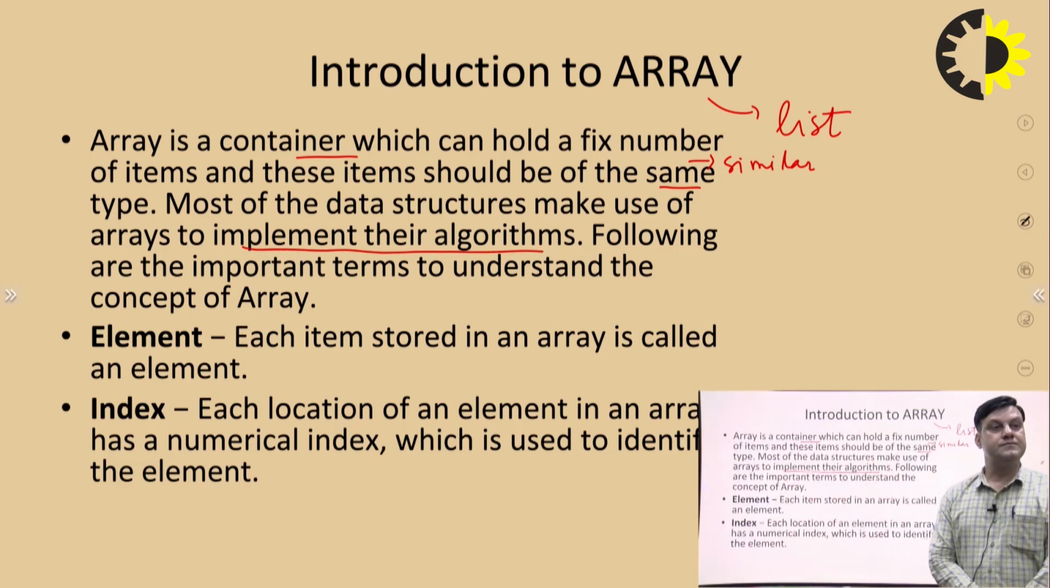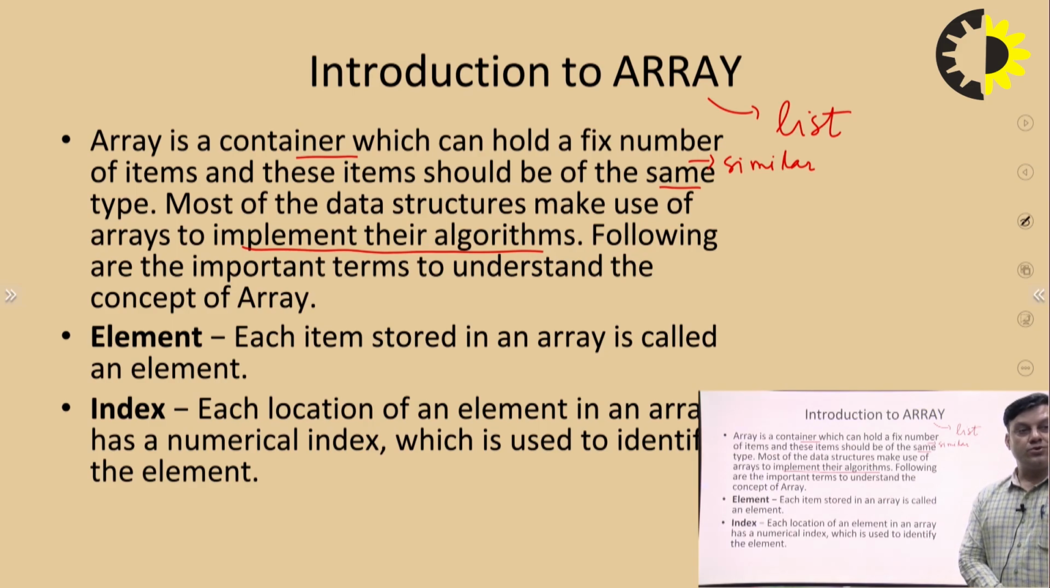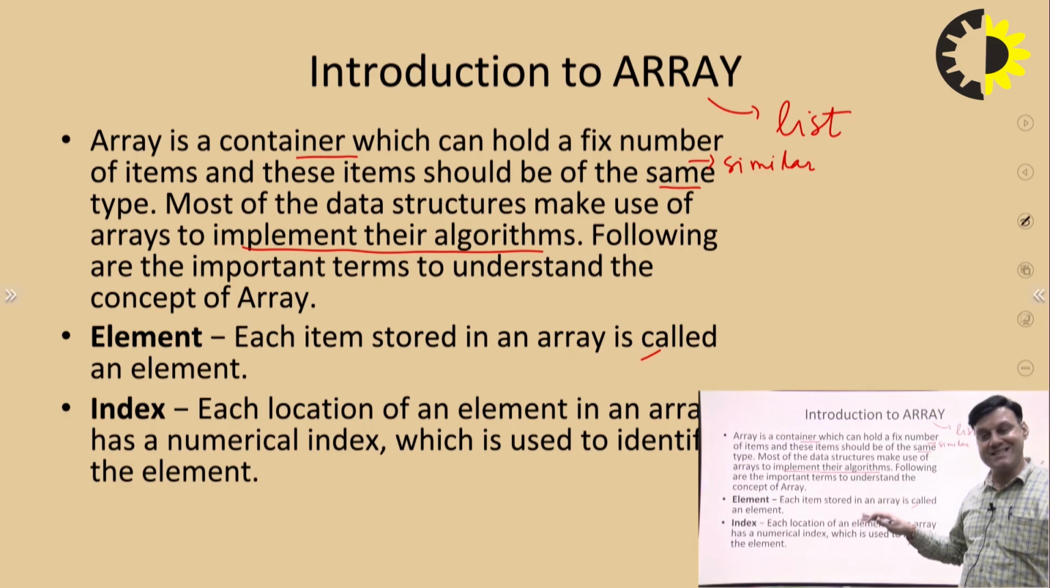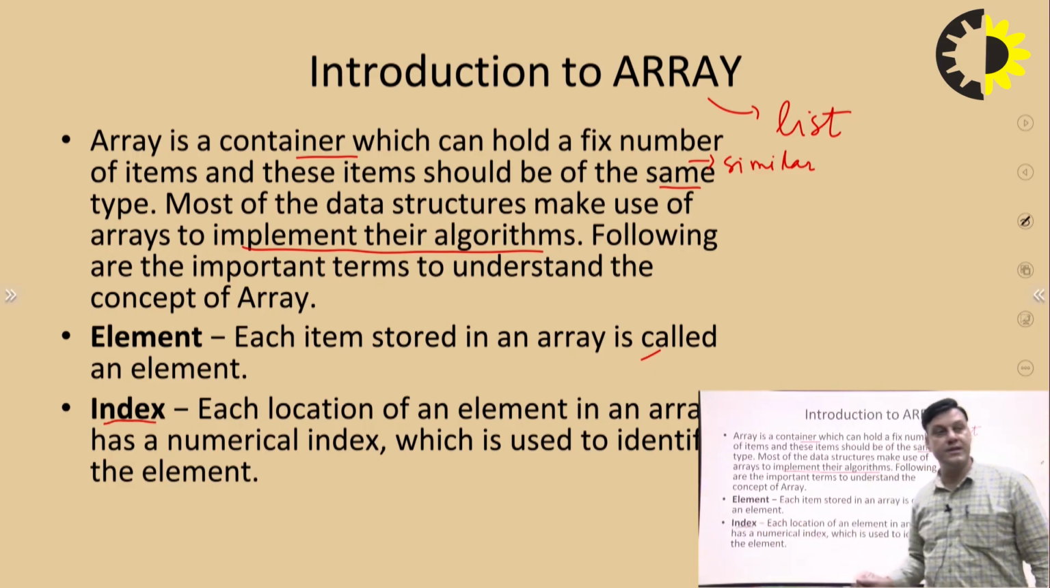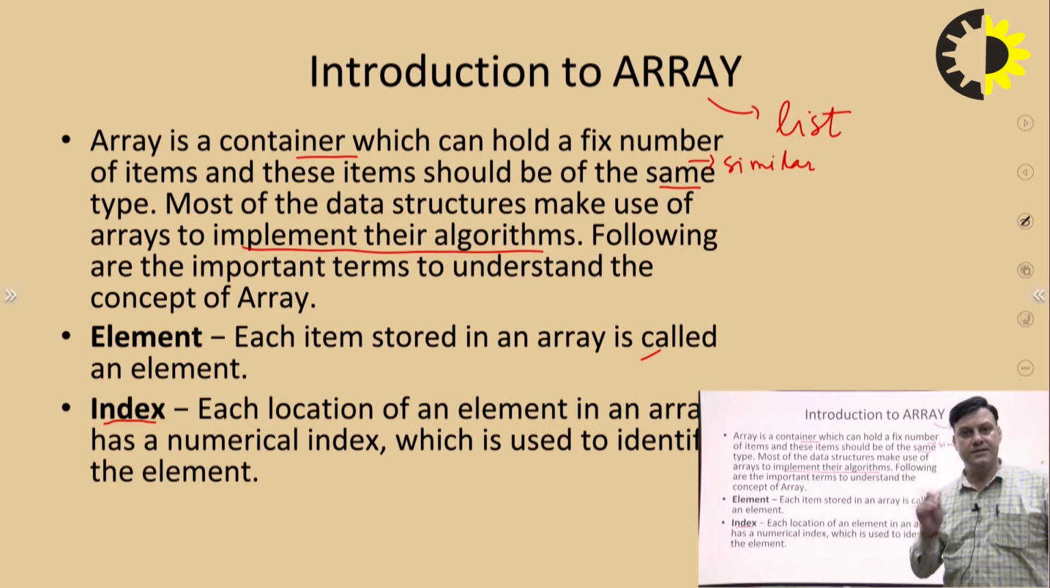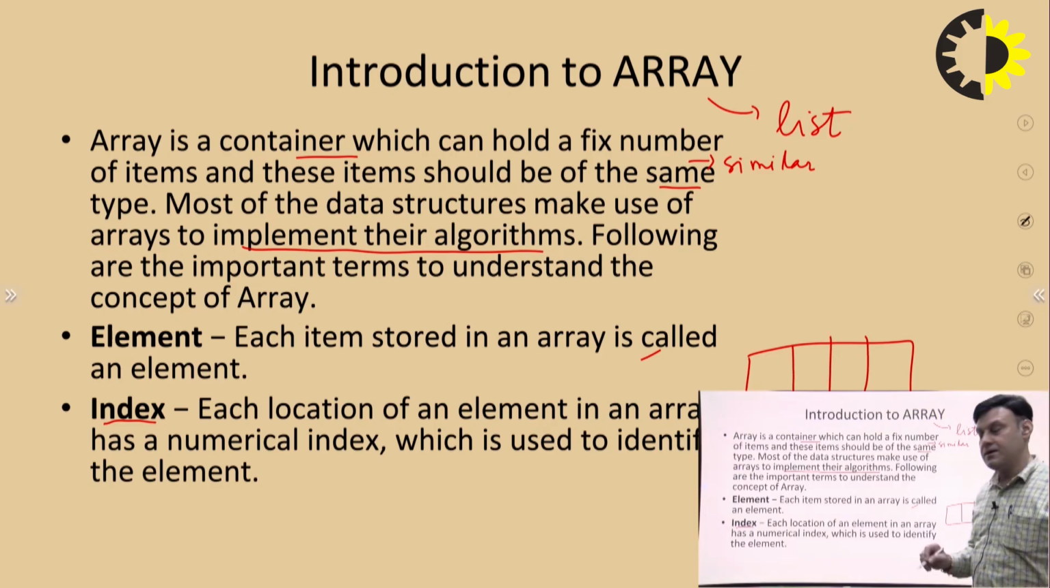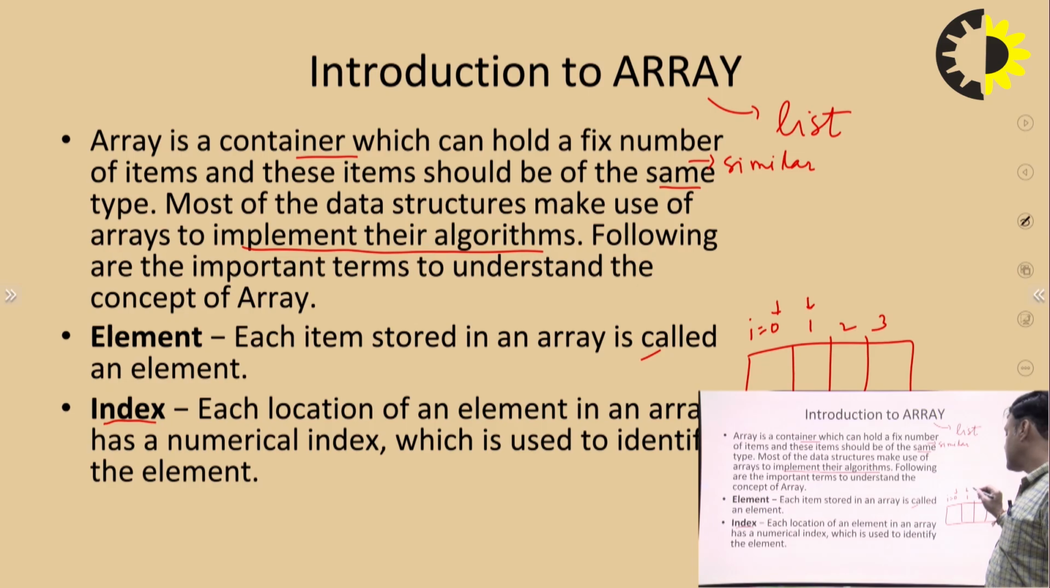Each item stored in an array is called an element, and each element is accessed using its index position. Index means address. For example, this is an array, and this is the index position: i is equal to 0, 1, 2, 3. The element at the 0th position is the first element, and the element at the first index position is the second element.